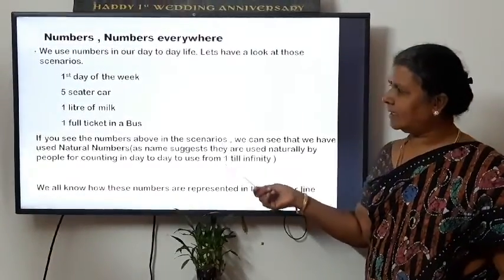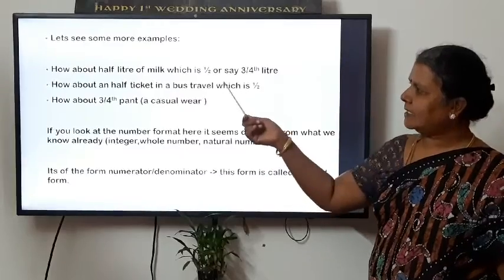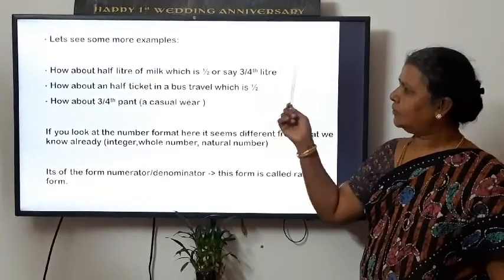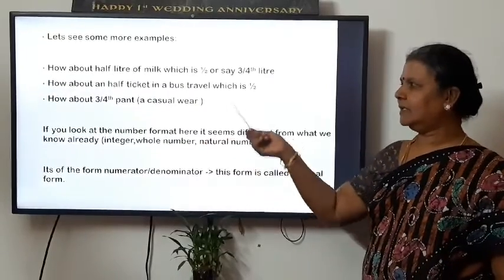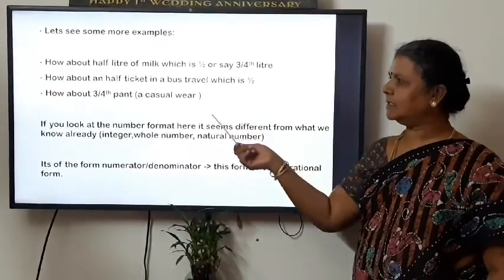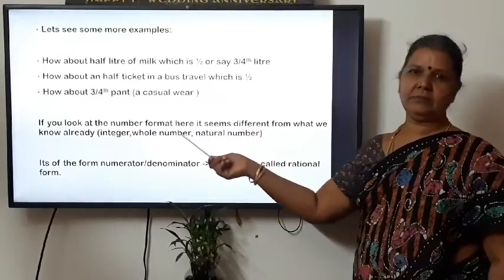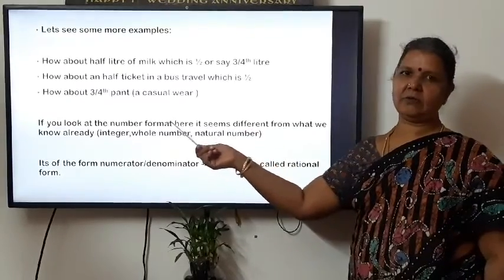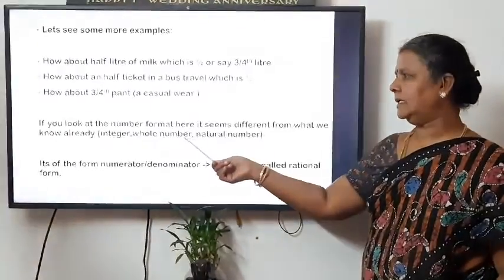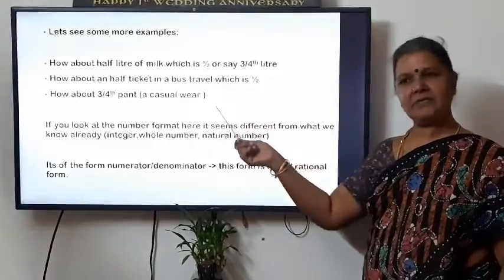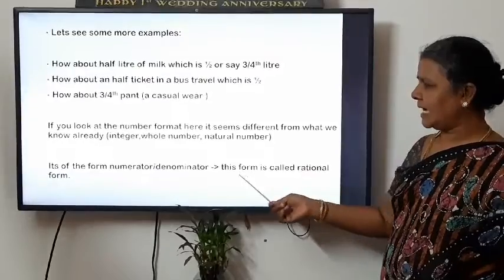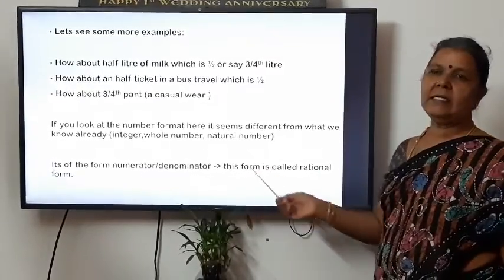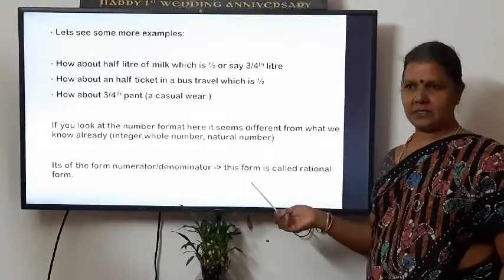You just see the next slide. In that we see half liter, 3/4 of a liter, or half ticket in bus travel, 3/4 pant. These things we are using, these numbers which are different from integers. What we have seen already, whole numbers, integers, natural numbers and all we have seen already. These are the new set of numbers. This new set of numbers are having one numerator and denominator. This form is known as rational numbers.